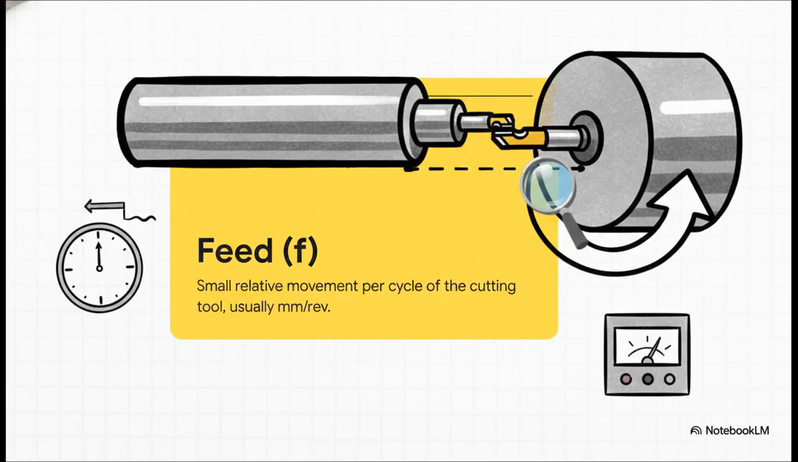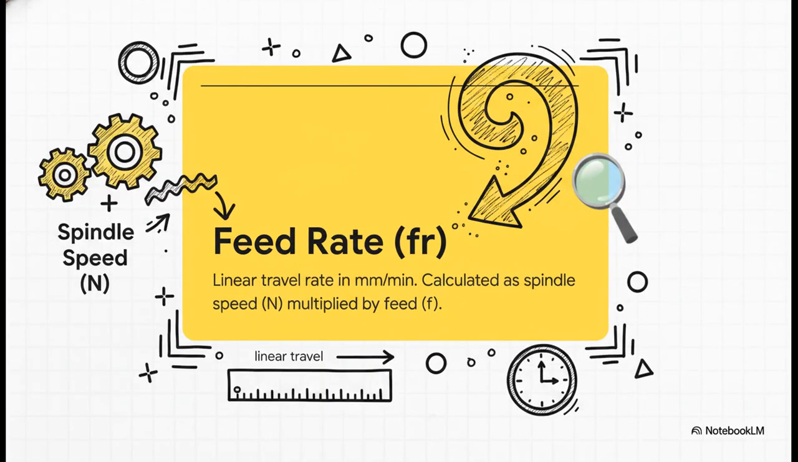First up, we have feed. In formulas, you'll see this as a lowercase f. Feed is basically defined as the small relative movement of the cutting tool per cycle, usually measured in millimeters per revolution. Think of it like the tool's stride. Every single time the spindle spins exactly one full circle, how far does the tool step forward? Well, that's your feed.